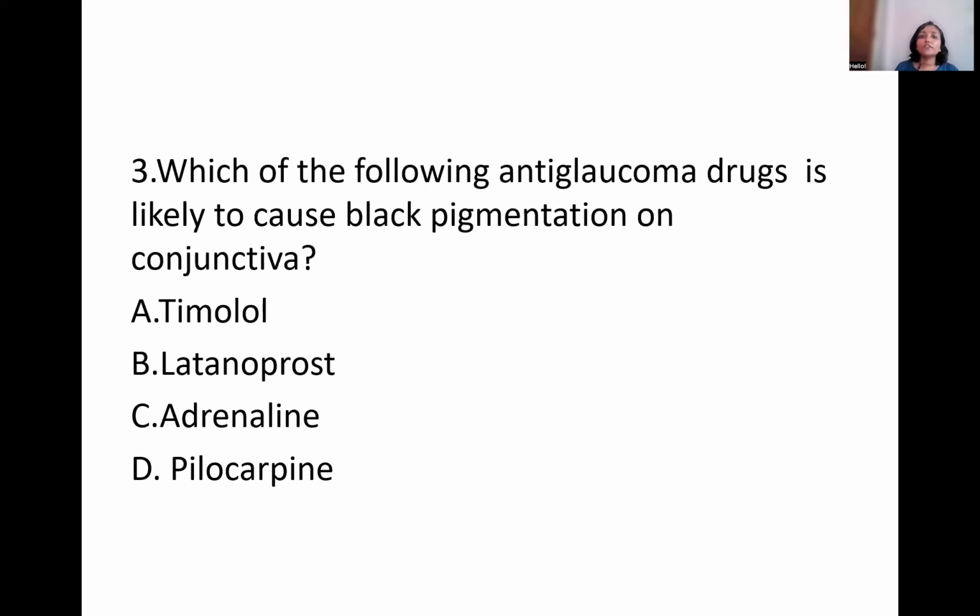Now the third question: which of the following anti-glaucoma drugs is likely to cause black pigmentation on conjunctiva? We have already dealt with that. We have four options: timolol, latanoprost, adrenaline and pilocarpine. All the classes of drugs are there. Yes, it is caused by adrenaline or epinephrine.